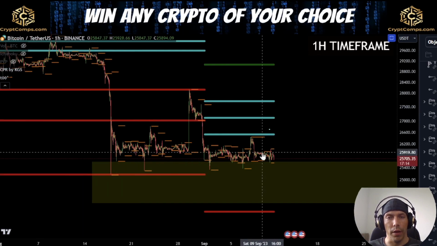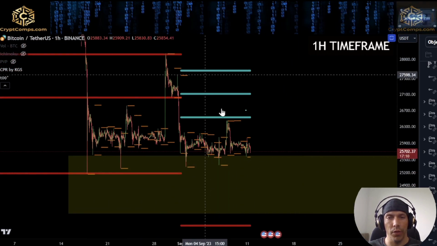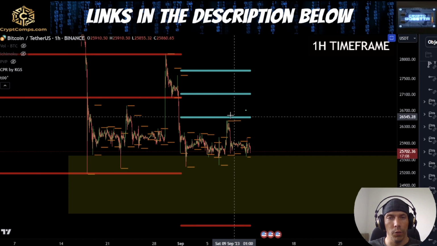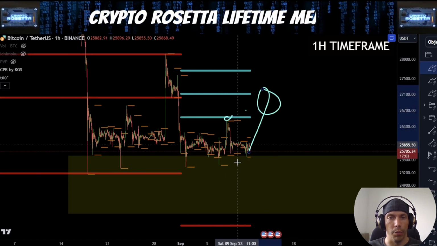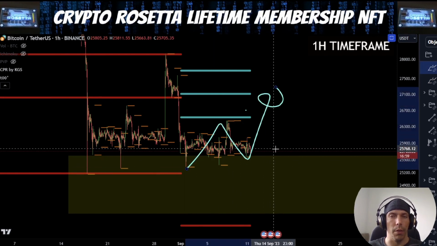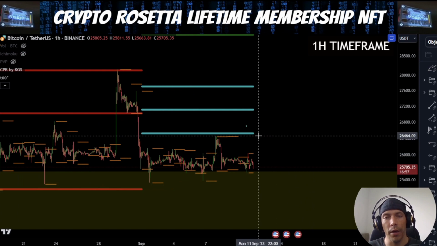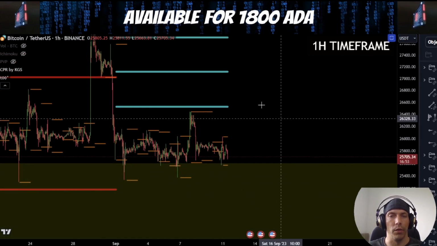Now, coming over here and having a look at the monthly CPR lines, we can see that we still haven't had an interaction with these central lines here. So there is always the potential that because we haven't had an interaction, price could be gravitated up into these zones, which is why I'm still looking out for that possibility. We could see a higher corrective structure forming here. It doesn't have to interact with these levels, but sometimes these zones act as magnets for price action.